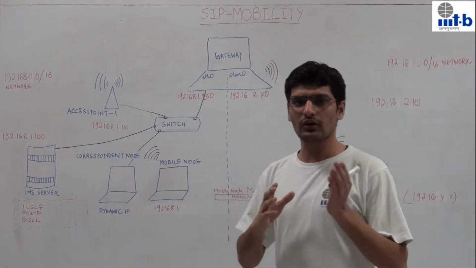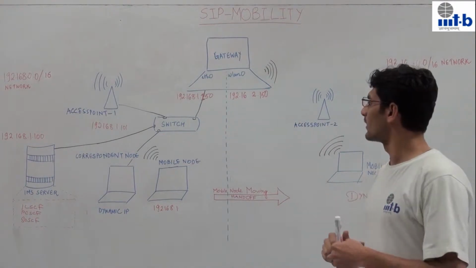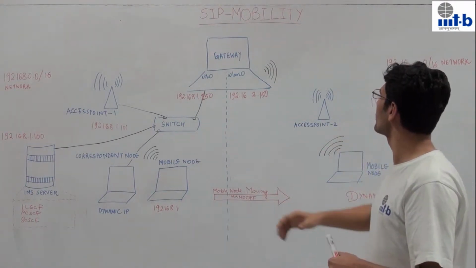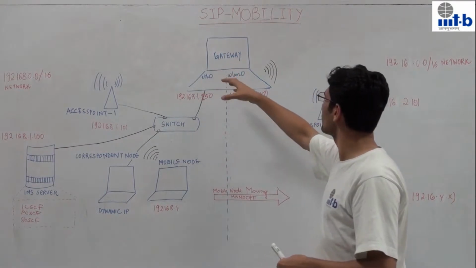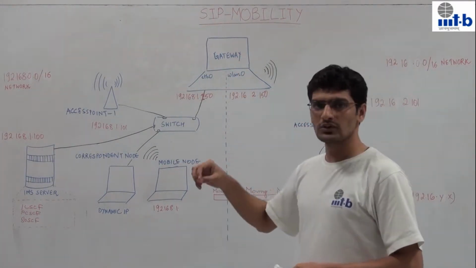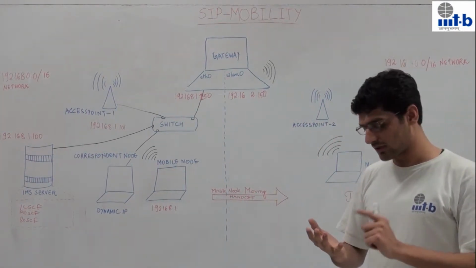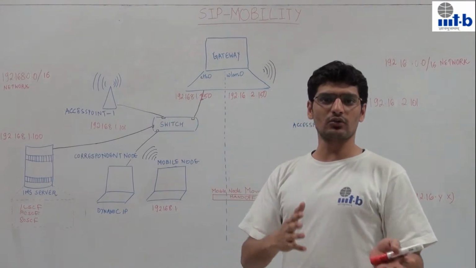Both these subnets should be accessible to each other. That means if we want to ping from one network to another network, we should be able to ping it. For this we need a gateway. The gateway is a Linux system, and we are creating static routes. I want to tell you that there are three kinds of routes: dynamic routes, static routes, and directly connected routes.